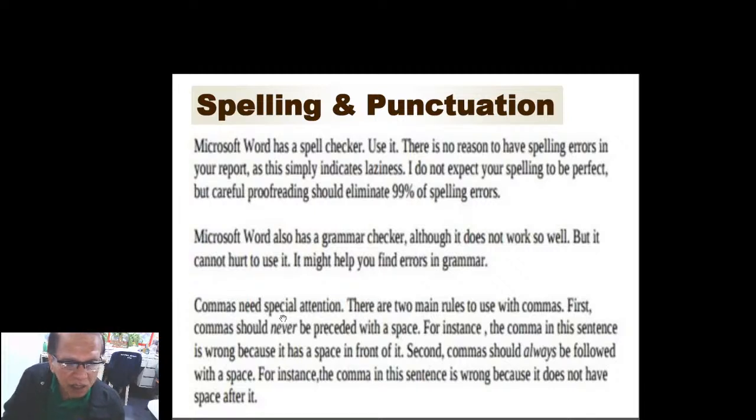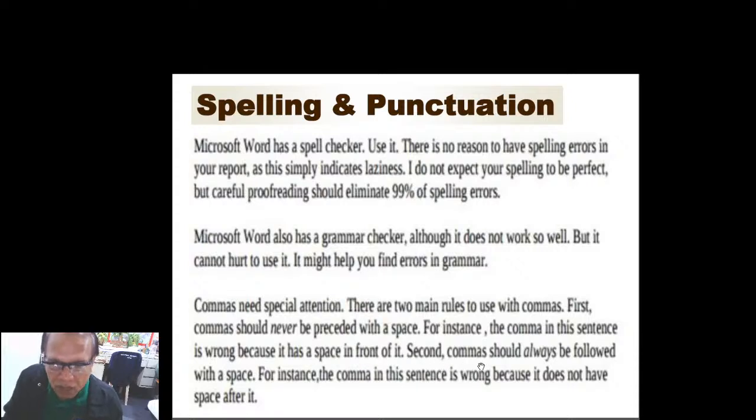Okay, commas need special attention. There are two main rules in the use of commas. First, commas should never be preceded with a space. Yung comma, dapat nakadikit siya sa word. Pag sinabi mong "I am so-and-so," kailangan yung comma nakadikit dun sa last letter ng sinulat, di ba? First, commas should never be preceded with a space. For instance, the comma in this sentence is wrong because it has a space in front of it.